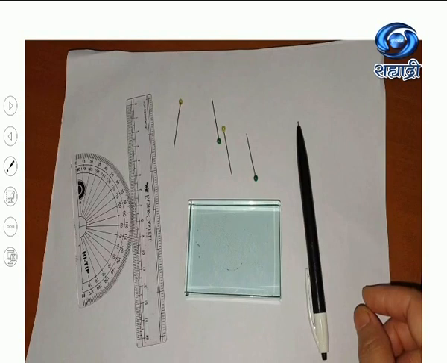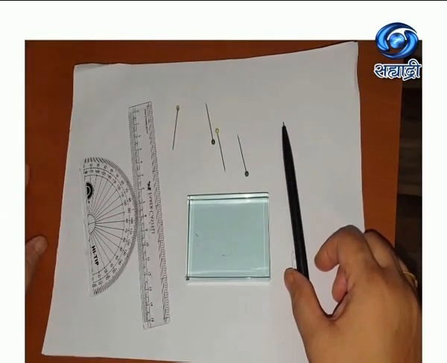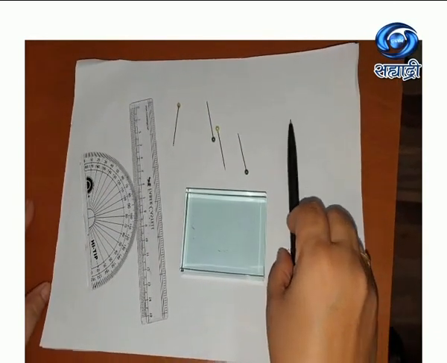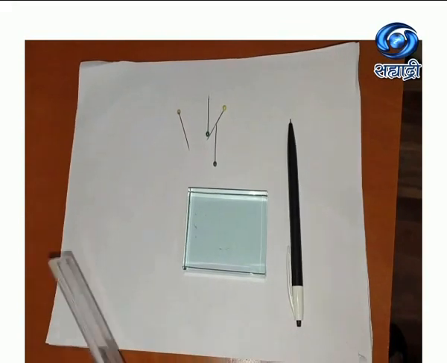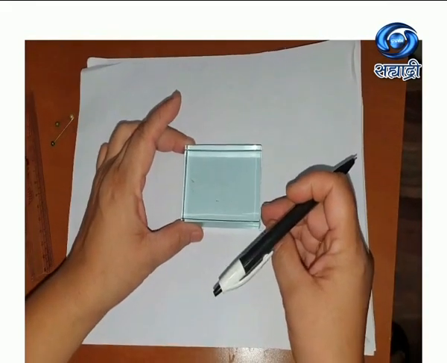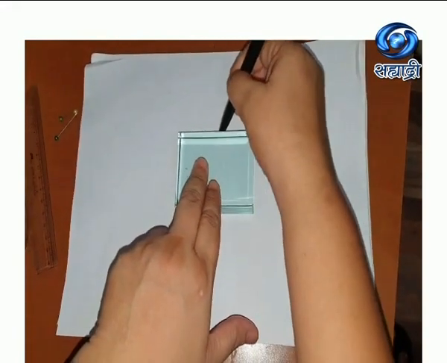Now, let's carry out an experiment to see how refraction takes place. We are carrying out the experiment to show refraction of light, for which we need a glass slab, a pen, some pins, a ruler, and a protractor. So, first draw an outline of the glass slab, putting it in the middle of the paper.